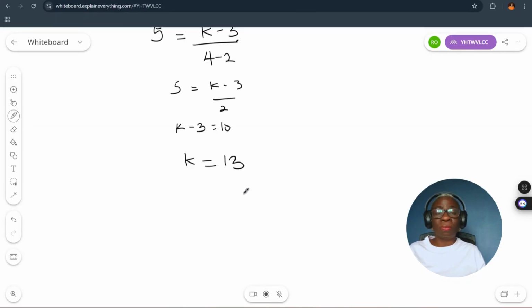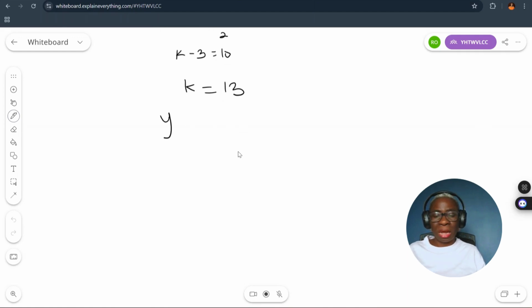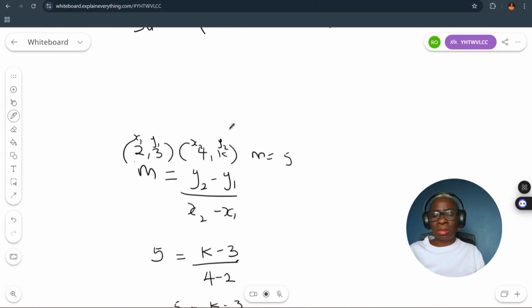What is the equation of a line when we have two given points? You know, the equation of a line is y equals mx plus c. But when we have 2 points, the equation of the line will be y minus y1 equals m bracket x minus x1. And what is y1? y1 is 3 and x1 is 2.